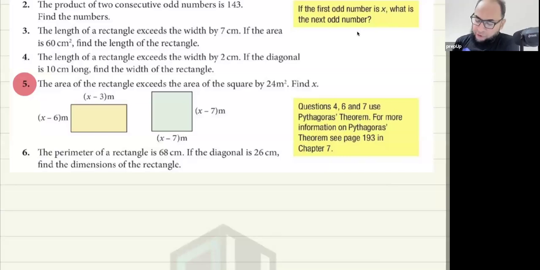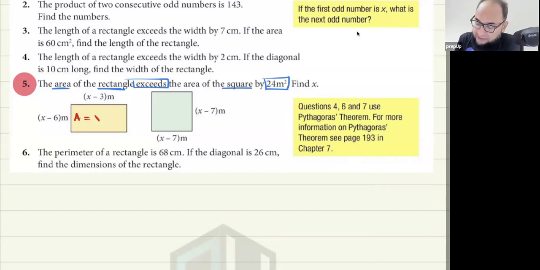So now let's look at question number 5. It says the area of the rectangle exceeds the area of the square by 24. The area of rectangle is bigger. That is why the word exceed is used. Then the area of the square, and what is the value? 24.